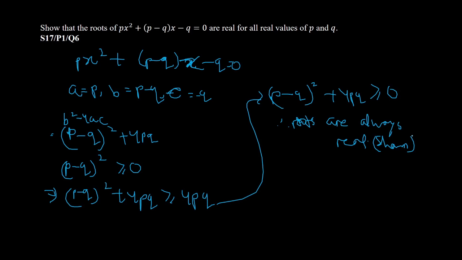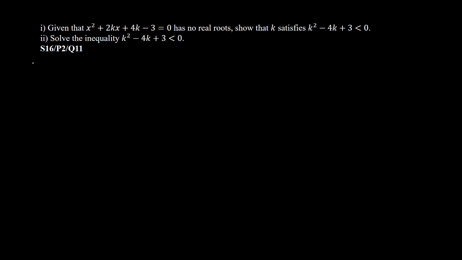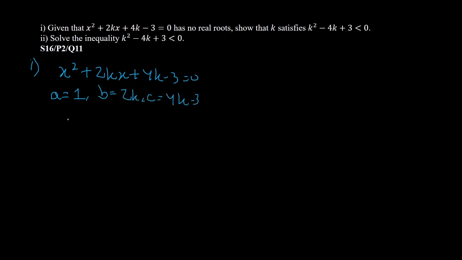And then we actually have the next scenario, which is this one, the last question. So this is saying that given that this thing has no real roots, so that k satisfies this. So we actually have to rewrite this whole thing first, then in this case a equals 1 according to the standard form, b equals 2k, and c equals 4k minus 3. So therefore we can say that b square minus 4ac is always less than 0.